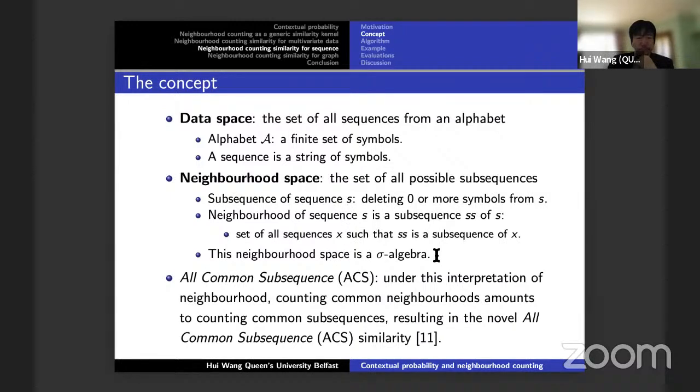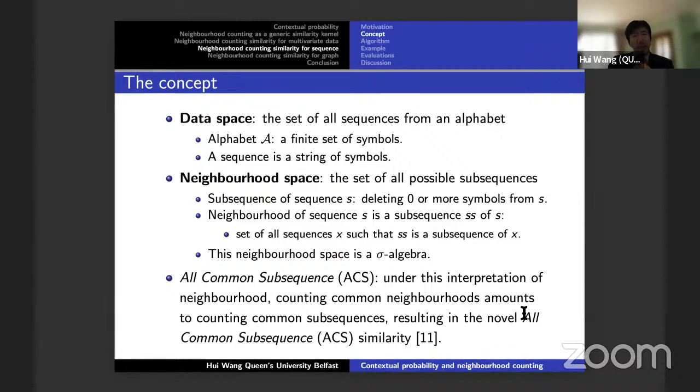Okay, and so once we have defined the data space and neighborhood space, we end up with the so-called all common subsequences. That is a specialization of the neighborhood counting for sequences. The concept should be fairly straightforward. It is a specialization of the generic similarity for sequence. The important thing is how to calculate this quantity. This is not so straightforward.